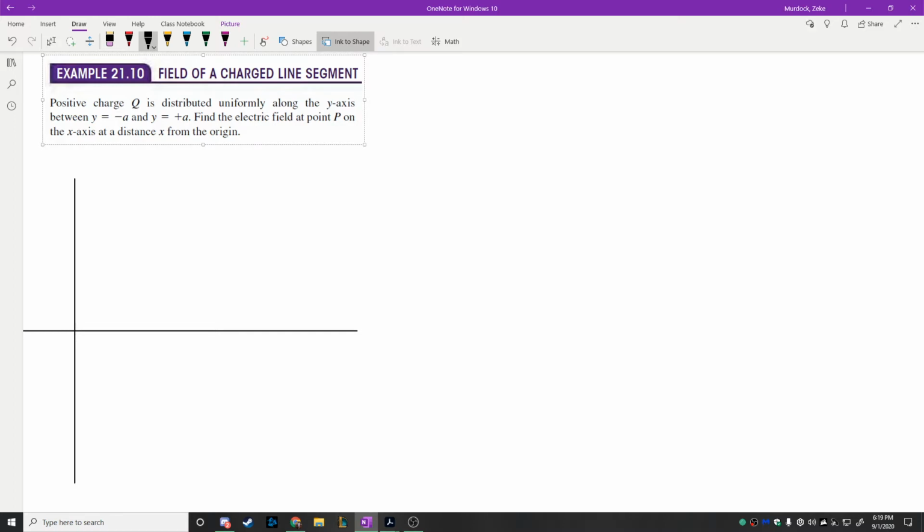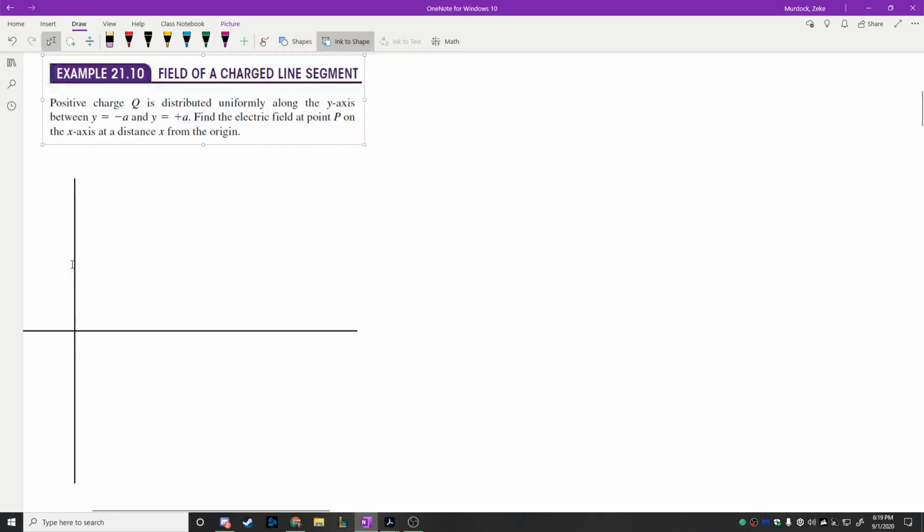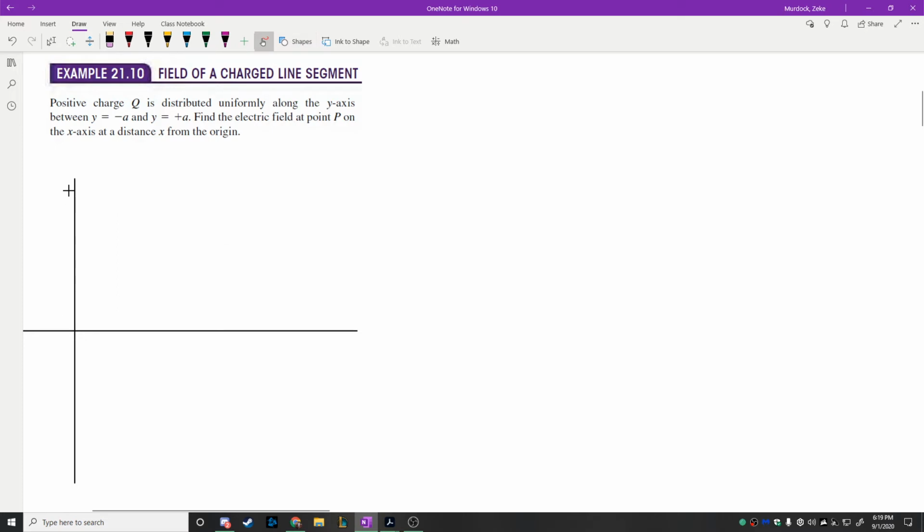So let's make a rod to represent this. We're going to have a rod here. It's positive, so we'll make it red. Is that even? Something like that, maybe. It didn't do anything. I have to turn this thing off, I think. Okay, basic shapes. Let's try that again.